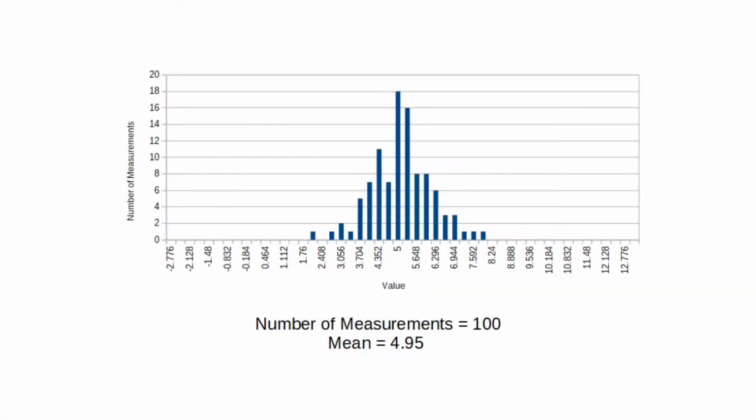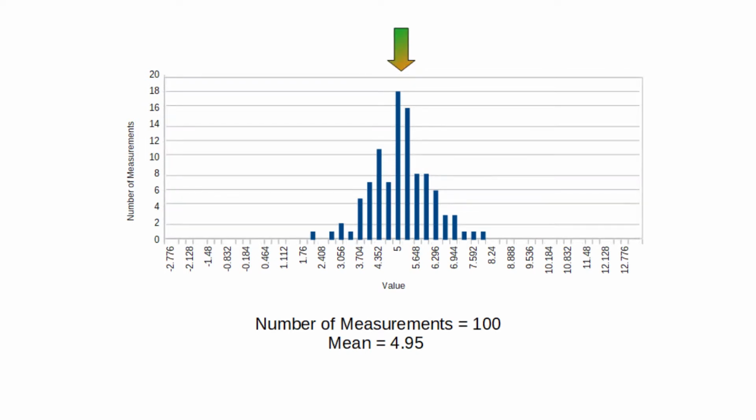If we take all our measurements and divide them up into little ranges, we can plot them on a bar graph like this. This is called a frequency histogram, and we can see that when we're measuring a single value, it has a bell curve shape. This is also called a Gaussian distribution.